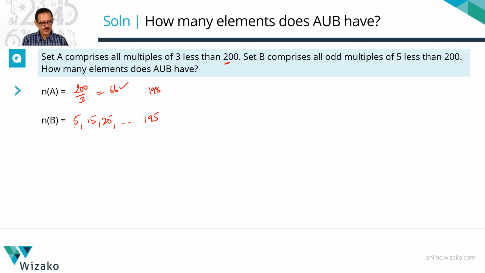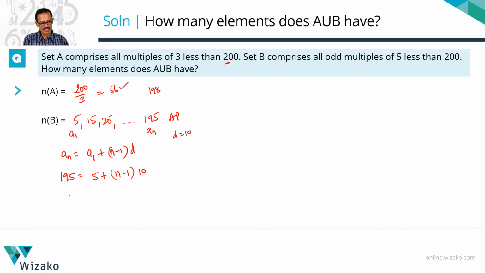Notice one thing. The difference between any two consecutive numbers is the same, which is 10, which means this is an AP. It's an arithmetic progression where the first term A1 is equal to 5. The last term AN is 195 and the common difference is equal to 10. So let's apply the arithmetic progression formula to find out the number of terms. That's one very easy way to compute the number of odd multiples of 5 less than 200. So arithmetic progression, the formula is AN is equal to A1 plus n minus 1 times the common difference. What is AN? AN is equal to 195. A1 is equal to 5. N is what we are trying to determine. N minus 1 times 10.